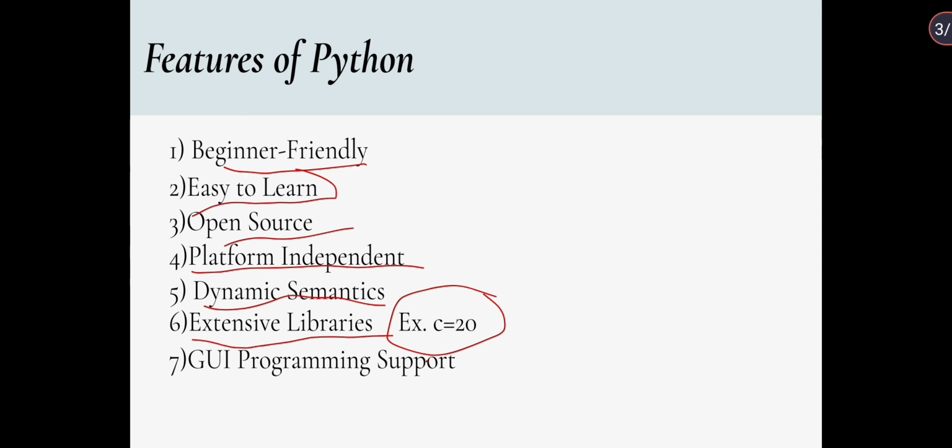After that, extensive libraries. Libraries means it contains pre-written code. It contains a collection of pre-written code, or it has many modules and libraries. Extensive libraries, for example NumPy, Pandas, Matplotlib. These all are libraries. After that, GUI programming support. These all are the features of Python.